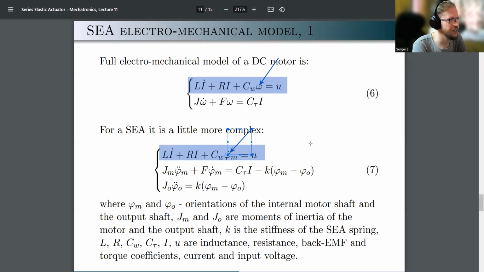I do it because for a series elastic actuator, you cannot use the trick of treating omega as an independent variable. You have to consider rotations because of this torsional spring inside. The orientation of the shaft becomes important. So you cannot get away with thinking that it will all come down to a second order model. No, it will be a fifth order model, unfortunately.